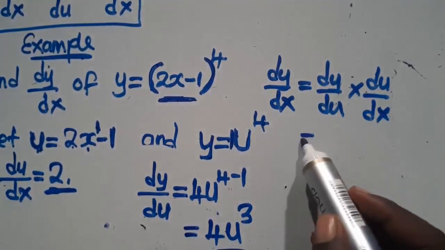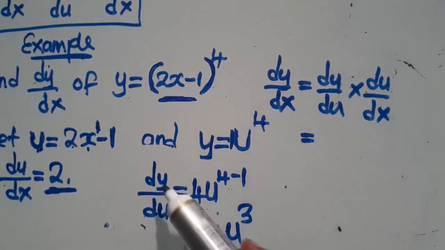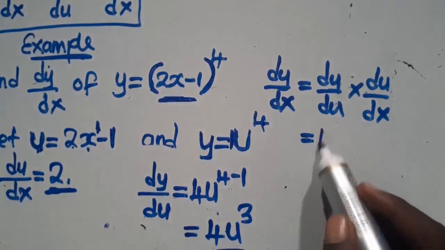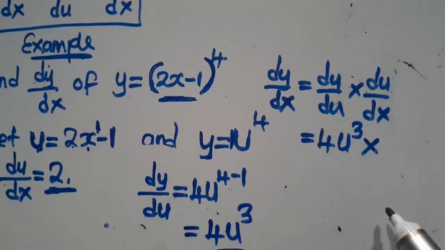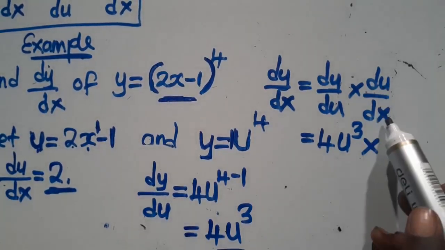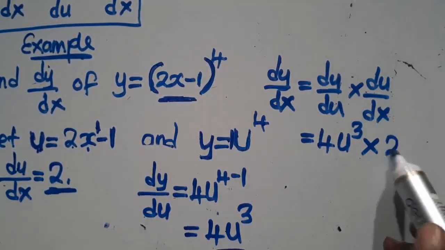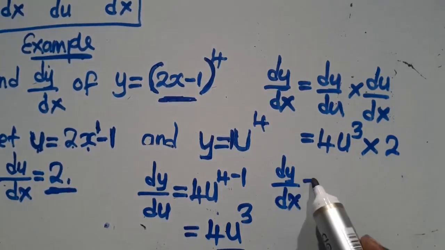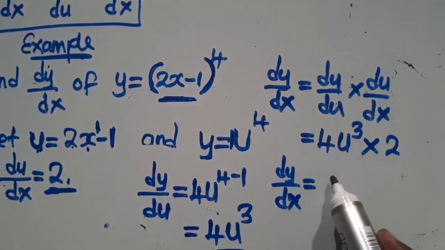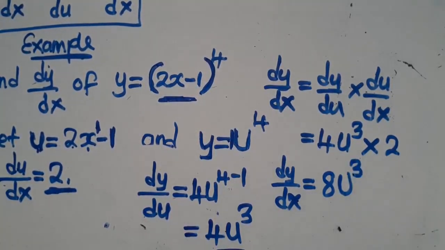Where you say this is equal to, what is dy du? dy du, you check. dy du is here. This is what? 4u to the power 3 times du dx, that's 2. So you say dy dx is equal to 4 times 2, that is 8u to the power 3, like this. This is what you need to do.